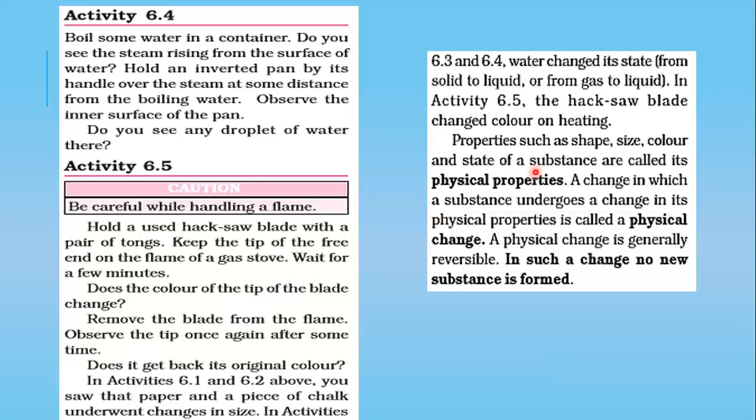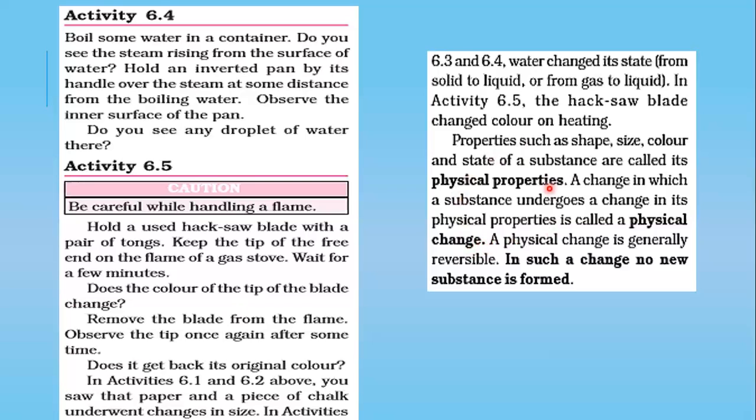And these things like the size, shape, color, and state of a substance are called the physical properties. Or we can say, in all these activities, the substances undergo change in the physical properties, right? Either solid to liquid or liquid to gas, or color change, or the brittle shape changing into powder. Like that, the substances have undergone change in the physical properties. Such a change in which a substance undergoes change in its physical property is called a physical change.